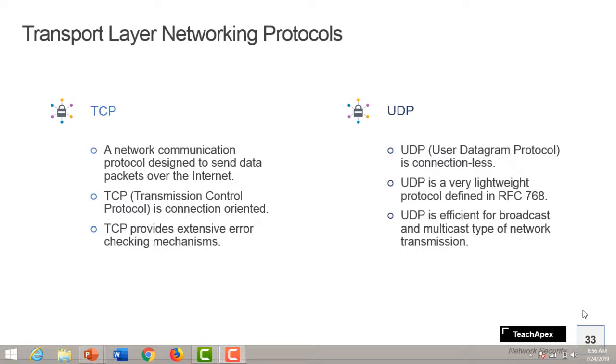But here is the basic difference between TCP and UDP, and that is related to the three-way handshake model. TCP is a connection oriented protocol, and UDP is a connectionless protocol. Now what is connection oriented and what is connectionless? If you know about the three-way handshake, let's talk about it.